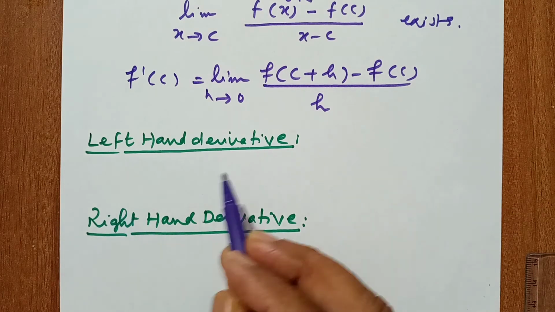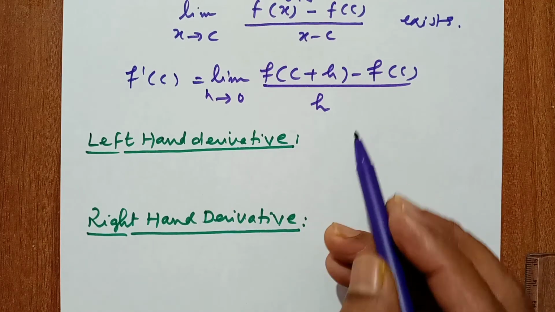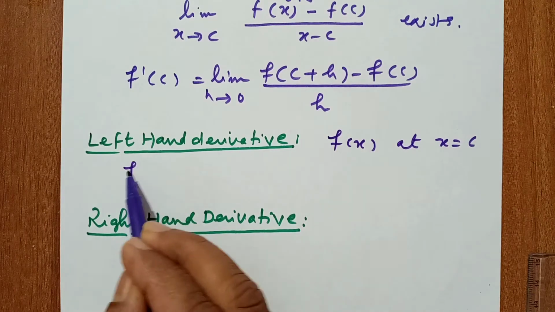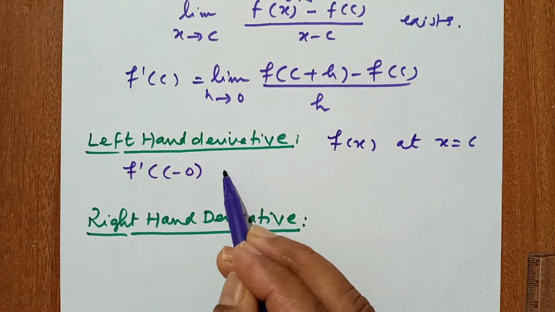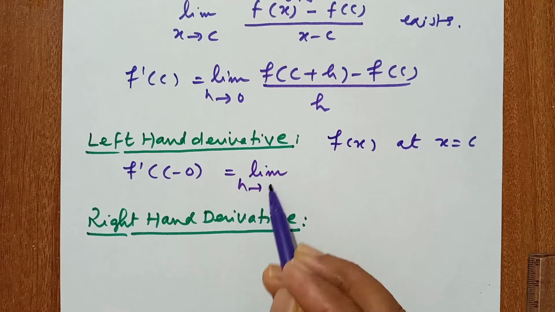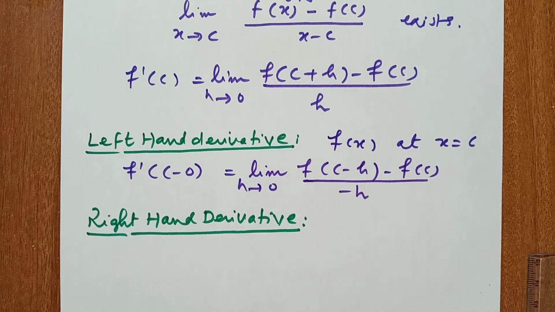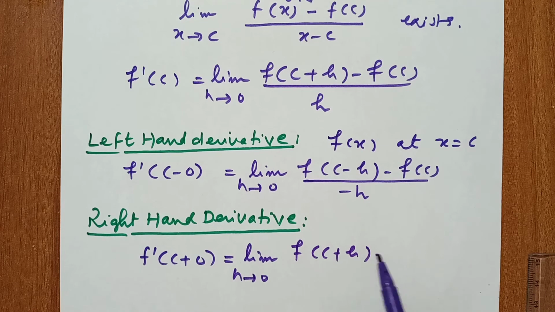What is the left hand derivative? Let f(x) be a function of x, then the left hand derivative of f(x) at x = c is denoted by f'(c - 0), and f'(c - 0) is equal to limit h tends to 0 of f(c - h) - f(c) upon -h. Similarly, the right hand derivative, on the right hand side of point c, is denoted by f'(c + 0) and defined by f'(c + 0) equal to limit h tends to 0 of f(c + h) - f(c) upon h, where h is a positive real number.